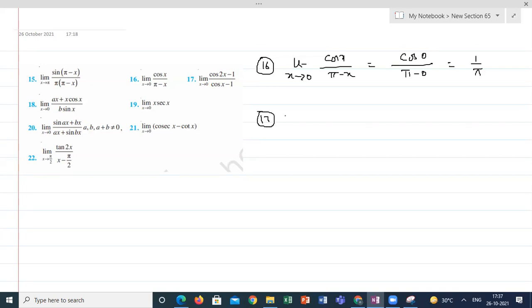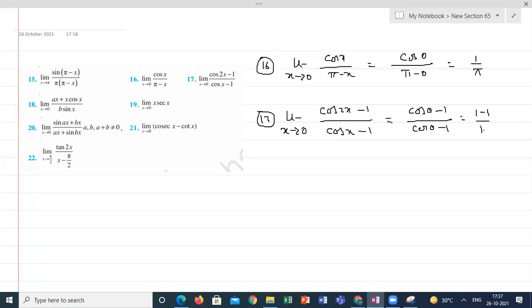17th question. Limit x tends to 0 cos 2x minus 1 by cos x minus 1. This can be written as, I'm substituting directly here, cos 0 minus 1 by cos 0 minus 1. It is 1 minus 1 by 1 minus 1. Answer is 0 by 0, indeterminate form. So how to solve this question?